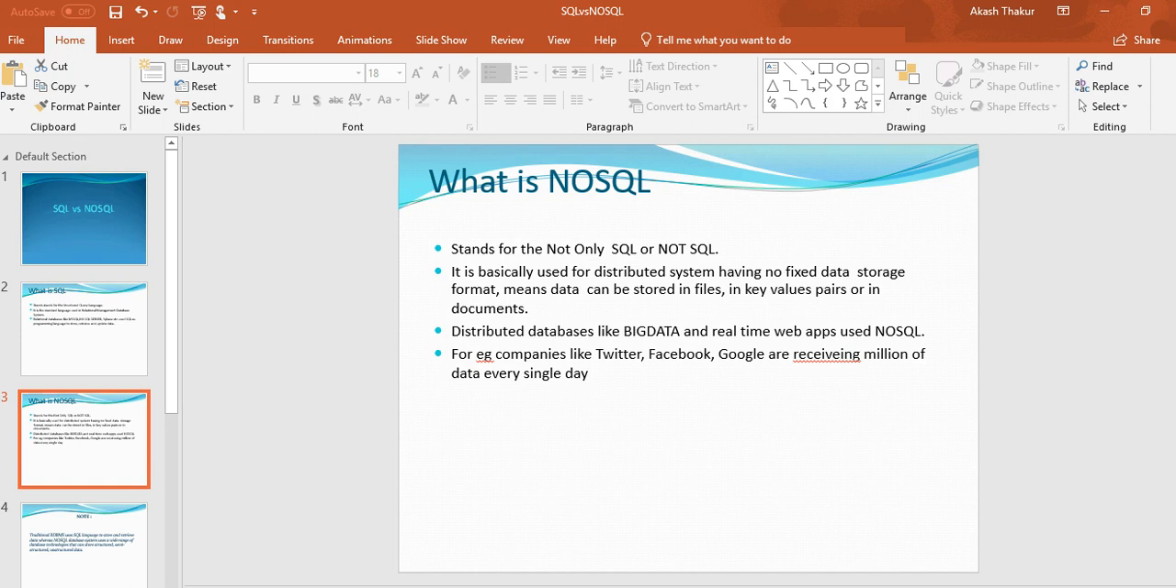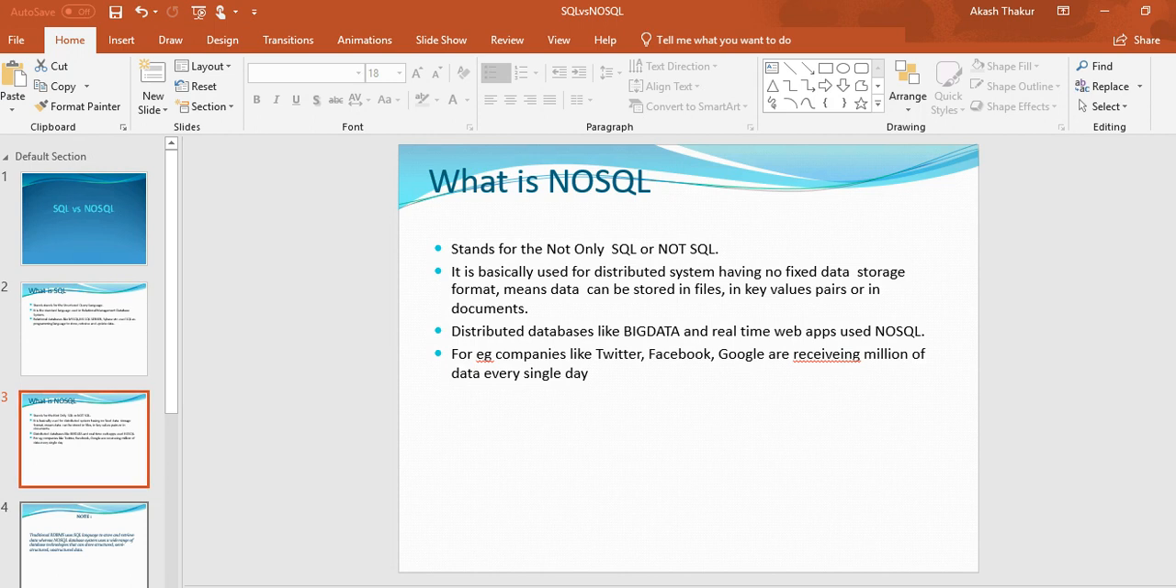When I say real-time web applications, companies like Twitter, Facebook, Google are receiving millions of records every single day. This type of huge data we cannot store in an RDBMS, because the data is not structured. You can receive semi-structured or unstructured data, so we need to store this huge amount of data coming from social networking sites somewhere. That's where NoSQL comes into the picture.